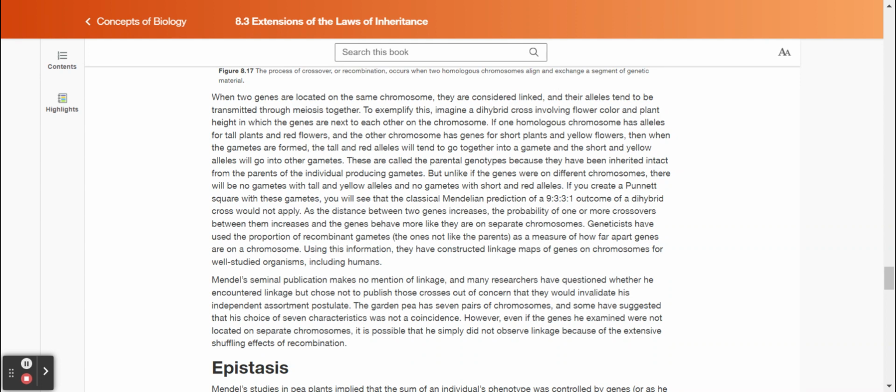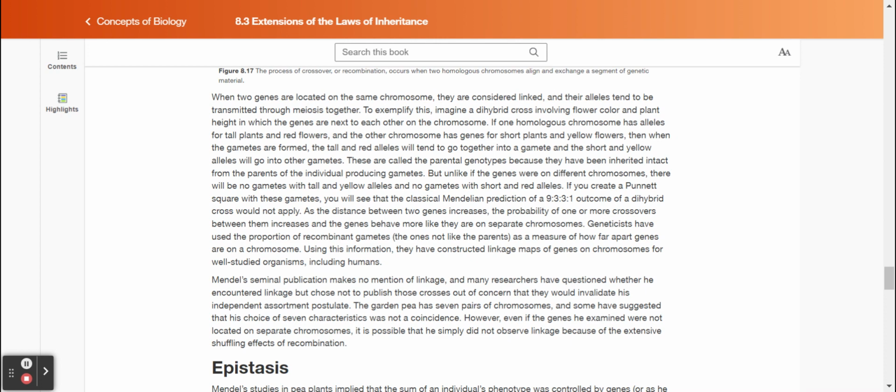These are called the parental genotypes because they have been inherited intact from the parents of the individual producing gametes. But unlike if the genes were on different chromosomes, there will be no gametes with tall and yellow alleles and no gametes with short and red alleles. If you create a Punnett square with these gametes, you will see that the classical Mendelian prediction of 9 to 3 to 3 to 1 outcome of a dihybrid cross would not apply.